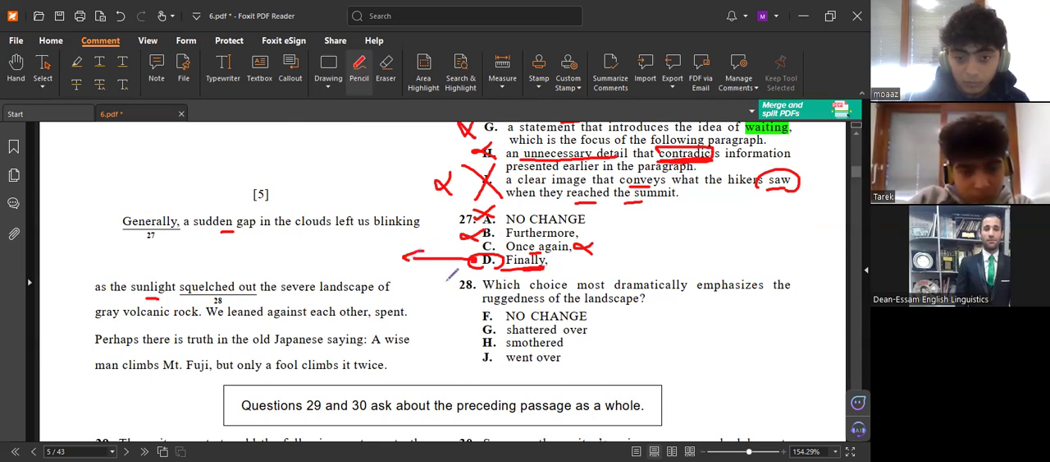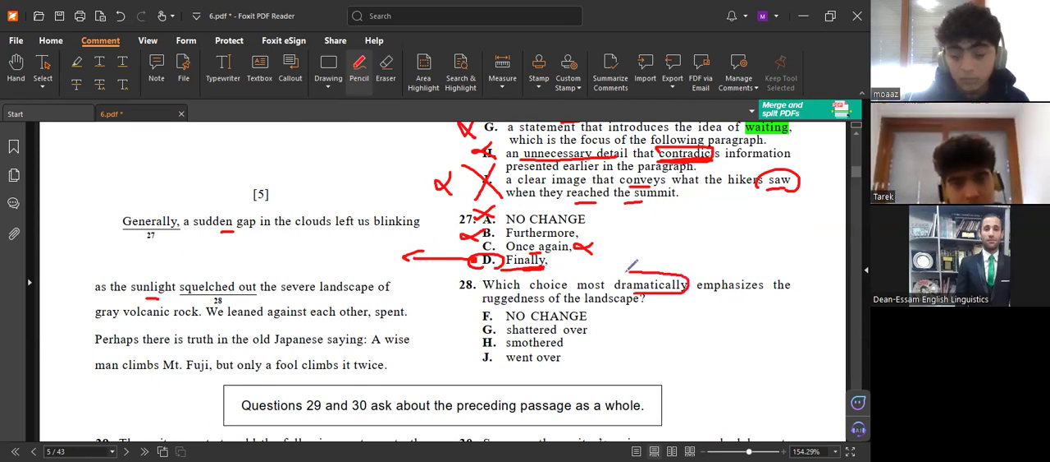28 is a specific task question. Remember grammatically, the raggedness of the landscape. Which one tells us about that specifically? G. That's it, because it's dramatic. Not formal, doesn't make sense. Raggedness, dramatically, look, shattered. So a feeling of shattered, so D is correct. This kind of question, high score, tests meaning, and at the same time, it's easy.